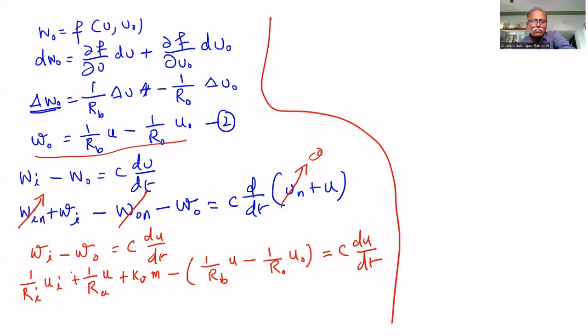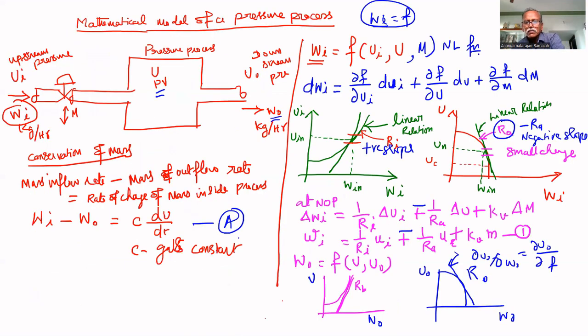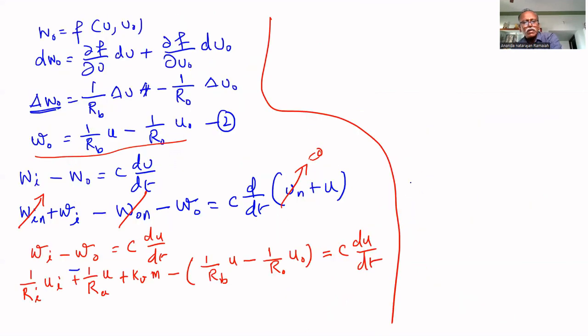1 by Ra is negative, no? Because of negative slope, Ra is negative, 1 by Ra is negative. Bring all u to the right hand side. What you will get is ui upon Ri plus kv multiplied by m plus 1 by R naught u naught equal to C du by dt plus u by Ra plus u by Rb.